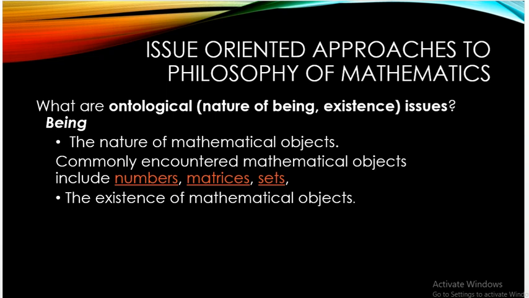Commonly encountered mathematical objects include, जब हम बार बार जिक्र कर रहे हैं mathematical objects का, तो basically what mathematical object is: numbers, matrices, sets, equations, theorems, and all other titles of the concepts of maths are called as mathematical objects. तो ये जितनी भी mathematical objects हैं, इनकी nature क्या है और ये किस तरह से exist करती हैं, इसको हम कहते हैं ontology. इस philosophy को हम कहते हैं ontology. So the existence of mathematical objects, जब हम इन सब चीज़ों को discuss करते हैं तो हम इसे ontological approach towards maths कहते हैं.